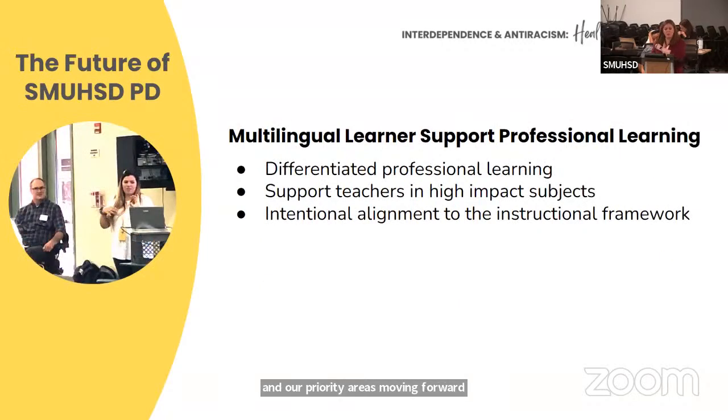And another important piece of our professional learning for next year is a focus on multilingual learner support. We are looking at providing differentiated professional learning, thinking about how we support teachers who are in very high impact subject areas, and how we make sure that this professional learning doesn't feel like something new. It doesn't feel like an added initiative, but that it is thoughtfully aligned with our instructional framework and our existing professional learning goals.